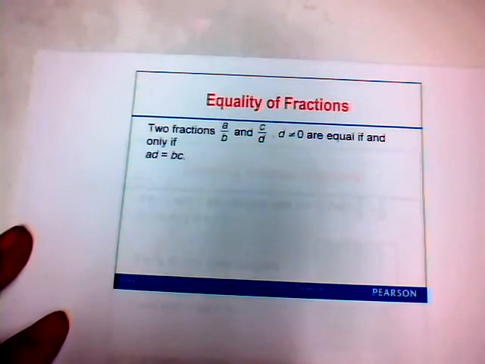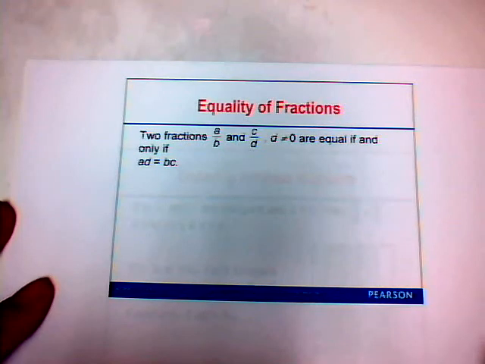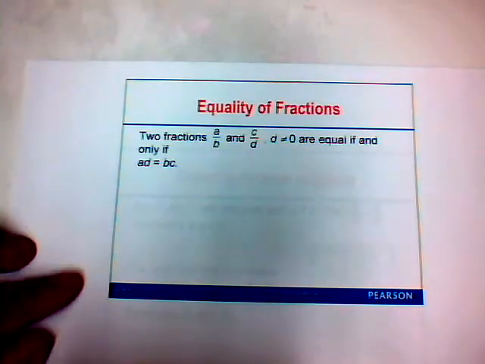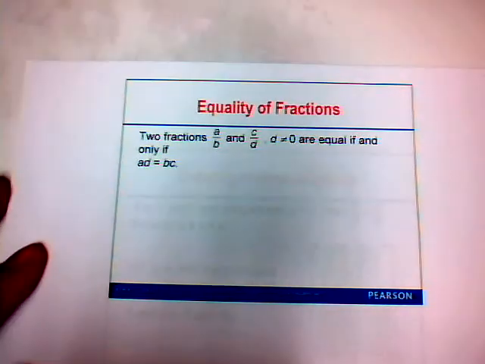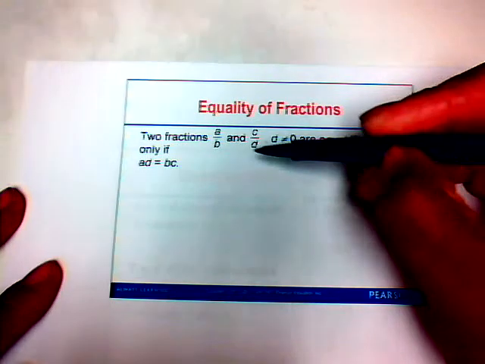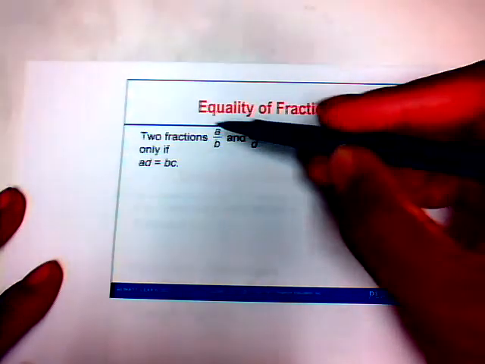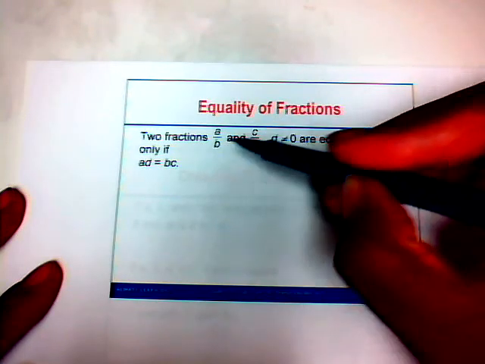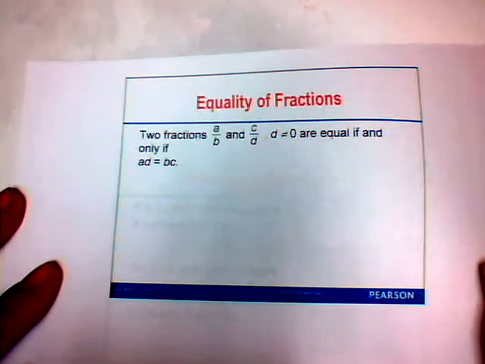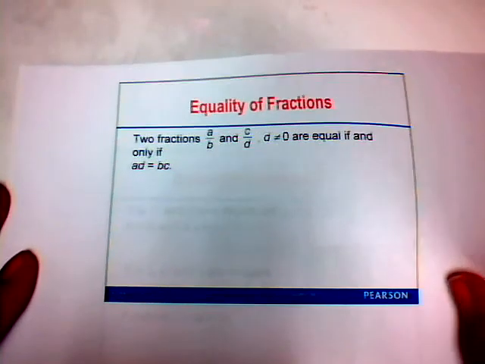Okay. Here, two fractions a over b and c over d, where d is not equal to 0, are equal if and only if a times d is equal to b times c. In other words, we're going to look at what they call the cross products. That AD comes from the cross product here, and the BC comes from this cross product. So we're thinking of two fractions as being equal if and only if the cross products are equal.